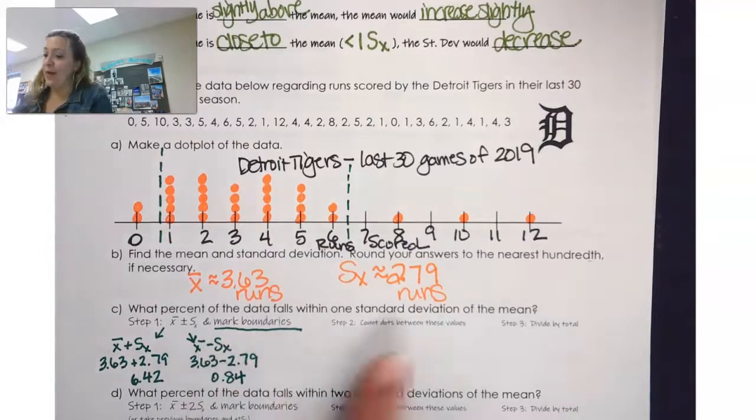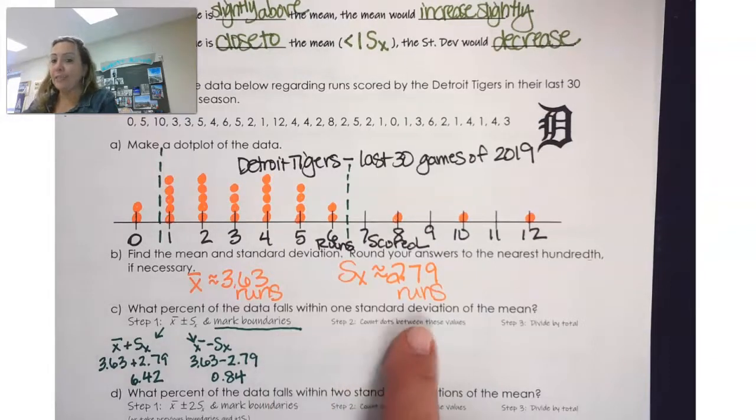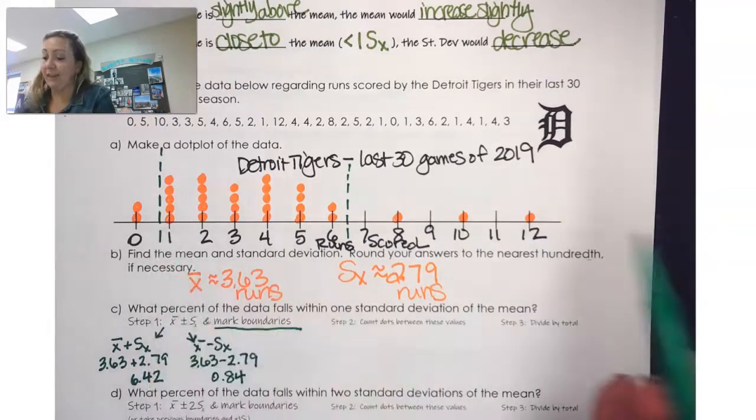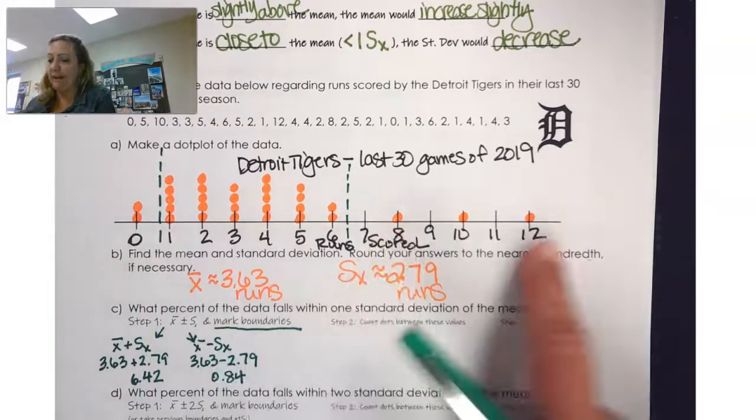Next, I want to know, again, we're looking at the percent of the data that falls within 1 standard deviation of the mean. So how many dots fall between those values? And if I count the dots between the values, instead, I'm going to count the ones that aren't in the values: 1, 2, 3, 4, 5.